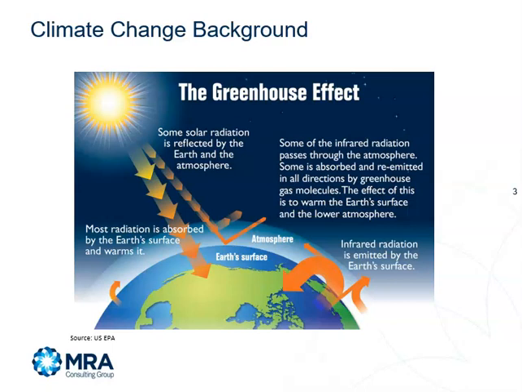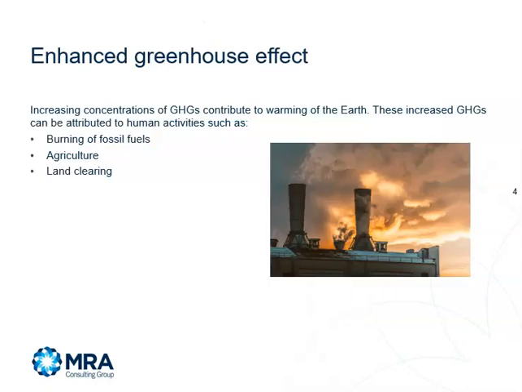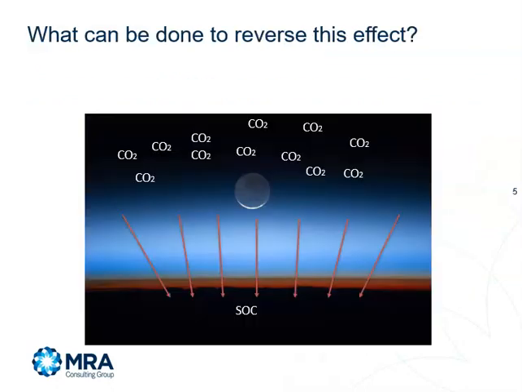Earth to exist. The problem we now face is that human activities, particularly the burning of fossil fuels like coal, oil, and natural gas, emissions from agriculture, which are largely increased methane production from ruminants, and land clearing are increasing the concentrations of greenhouse gases in the atmosphere. This is the enhanced greenhouse effect, which is contributing to the warming of the Earth. What can be done to reverse this effect?